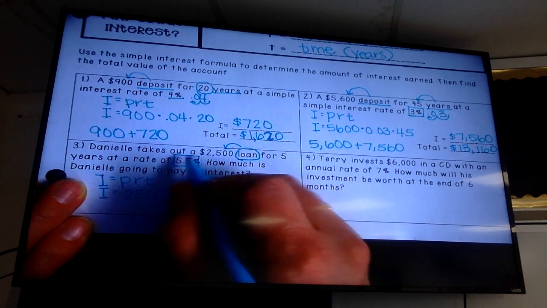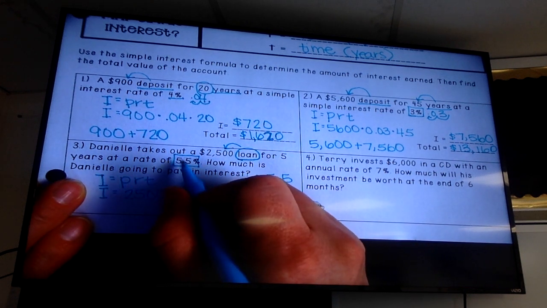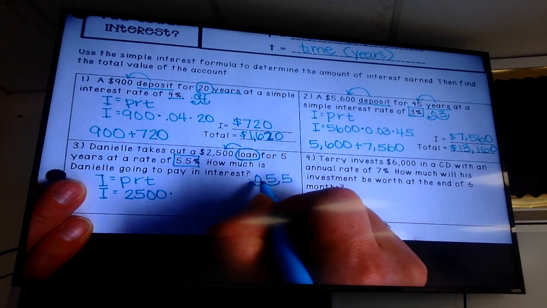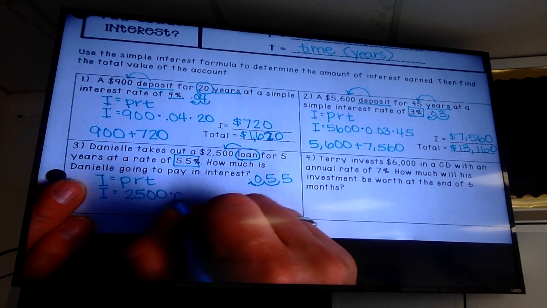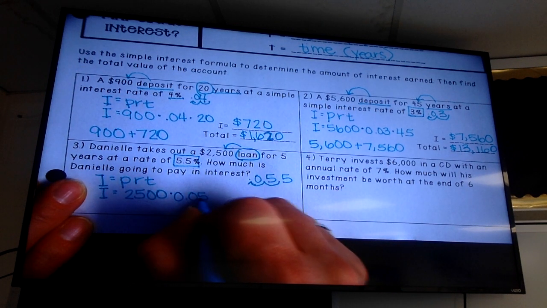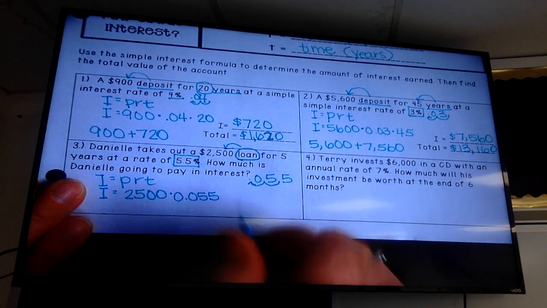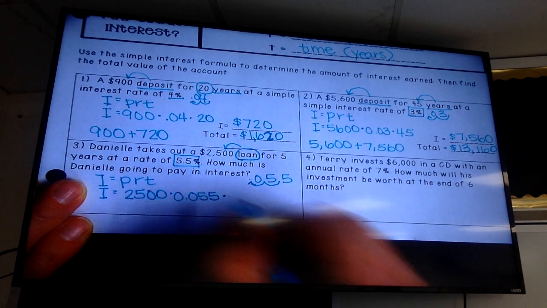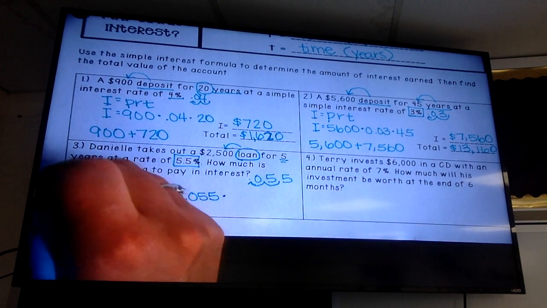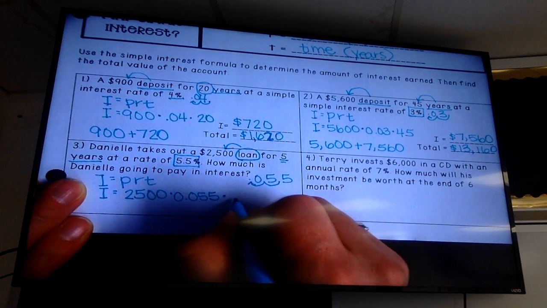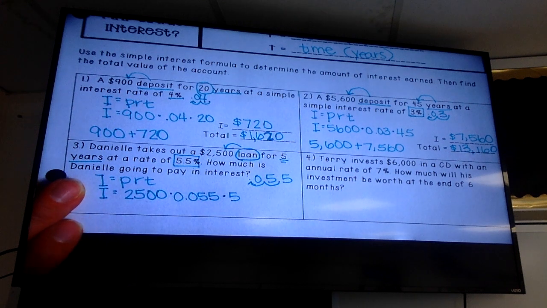Okay, this is a percent. Yes, there's a decimal in the percent, but it's still a percent. You still need to move the decimal point 2 places to the left. So I know 5.5% as a decimal is 55 thousandths times she's borrowing it for 5 years. Okay, it's already written in years, which is great. So I just have to write a 5.